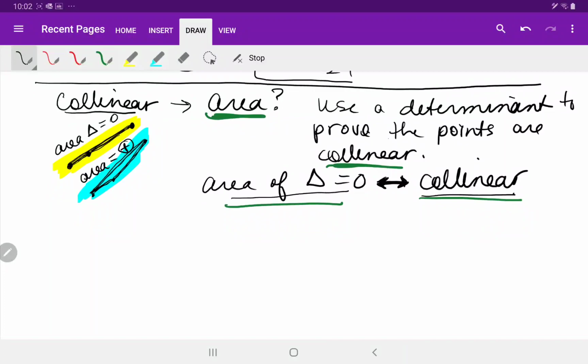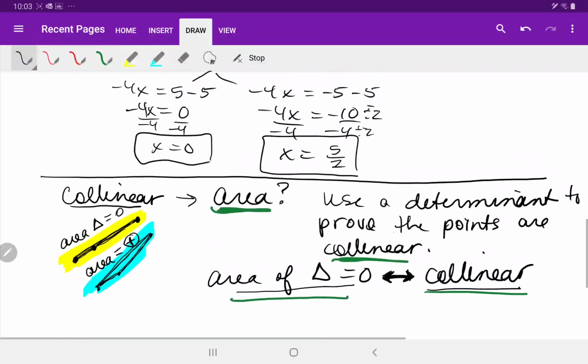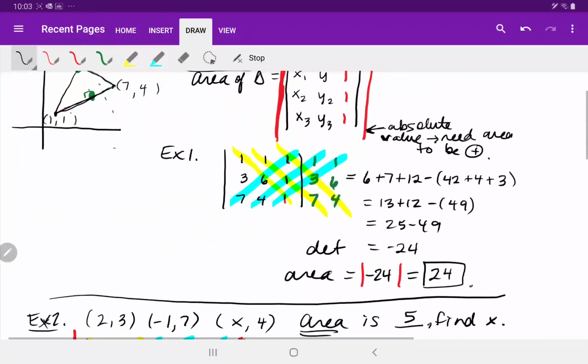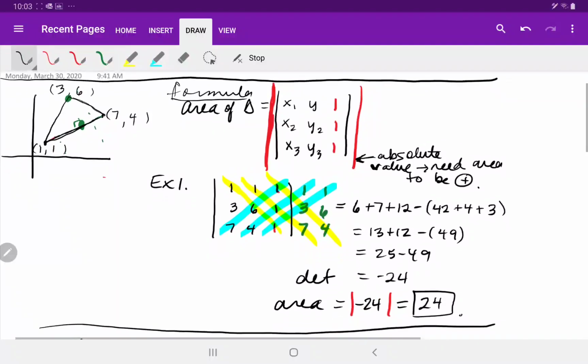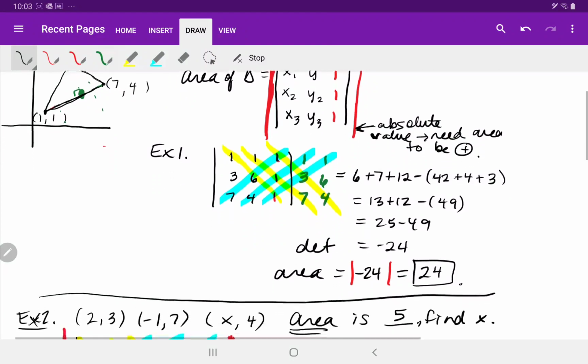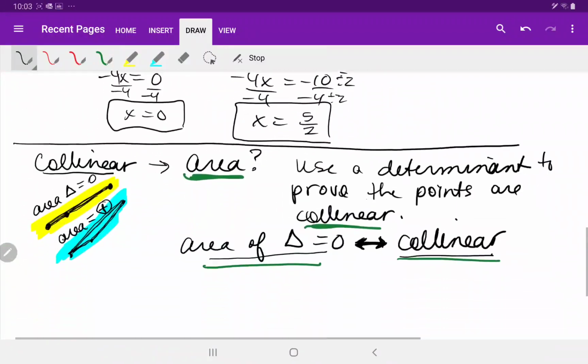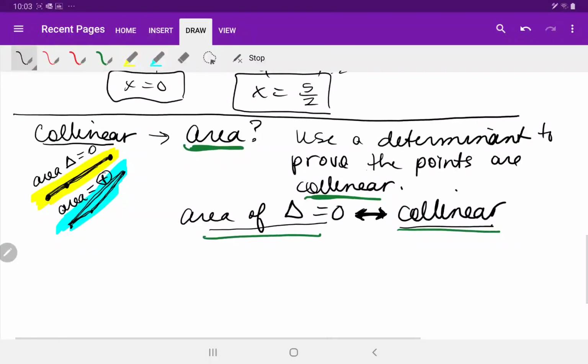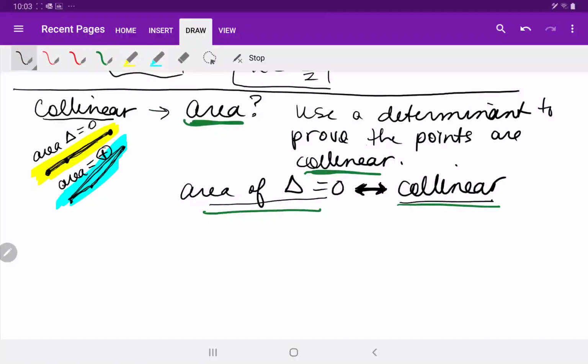Okay, so let's have 3 points and determine if they're collinear. Well, we really don't need to. How about our 3 points above? Look at example number 1. Were those 3 points collinear? They weren't, but how do we know? What was the area? 24? So the area has to be 0. So basically, let me just put plan: find area.